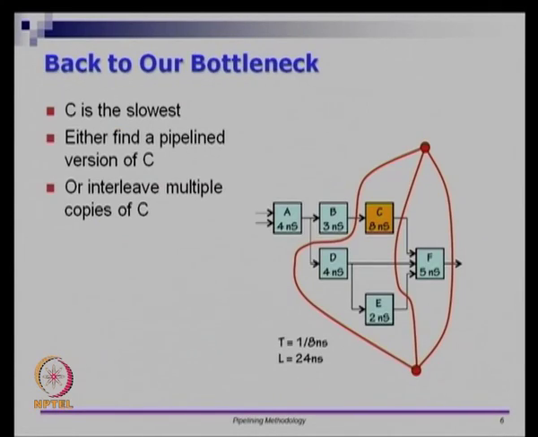So, going back to the bottleneck, in this circuit C is the slowest, right. If I want to improve, I can either go and take the C as a circuit and somehow find a pipeline version of the circuit itself. A pipeline version is one in which there will be some flip flop stages within C itself, which means the combinational delay is not 8 nanoseconds, but it is something less than 8 nanoseconds. Either you do that, or if C cannot be pipelined, I can do interleaving.